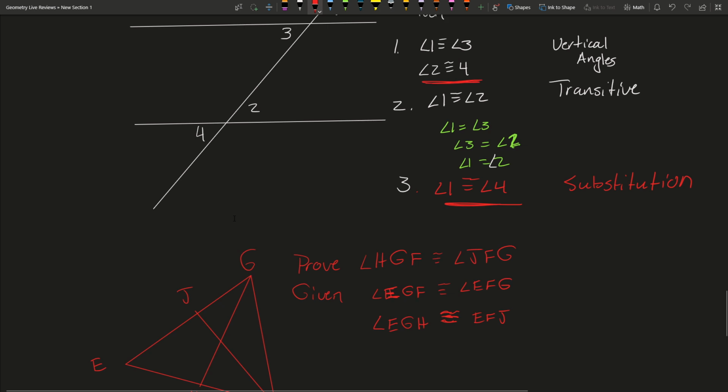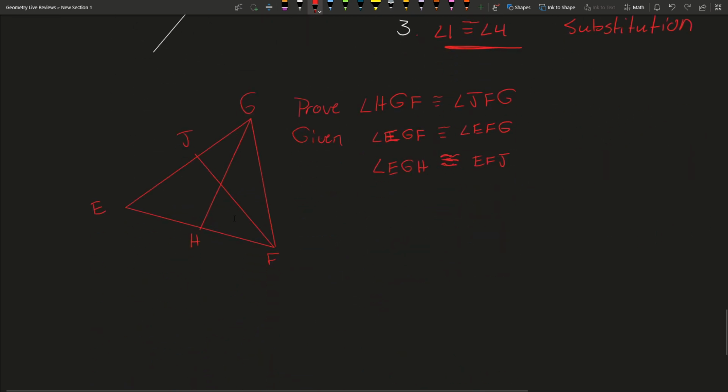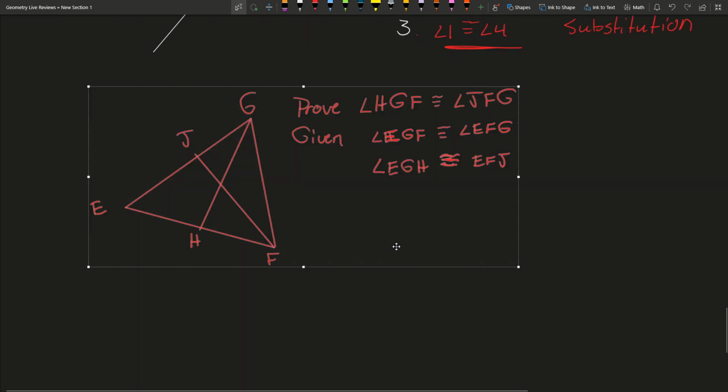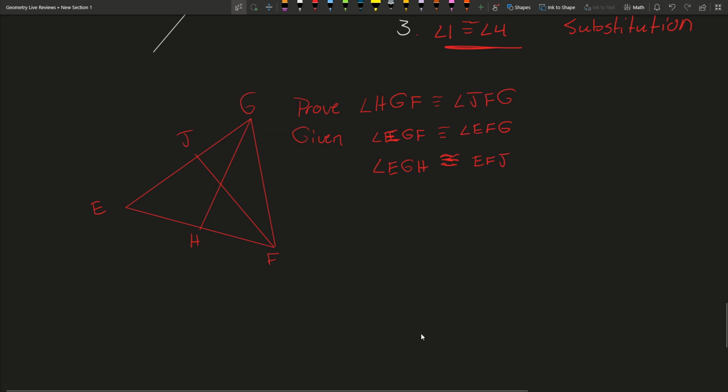The last in white was on number 11. In red, this is number 12. This is the last proof. Alright. So, we are trying to prove that angle HGF is congruent to JFG, given that EGF is congruent to EFG, and EGH is congruent to EFJ.